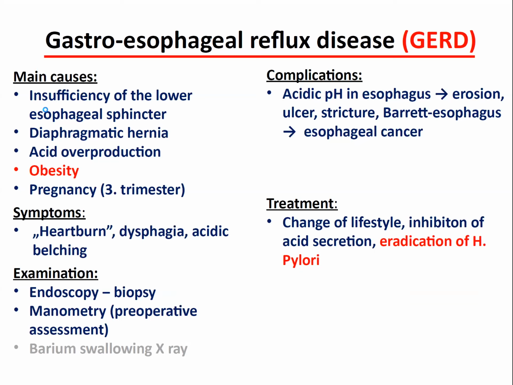If somebody has acid overproduction, and other risk factors, for example H. pylori infection, that can lead to this regurgitation of acid substance into the esophagus. Obesity is a very high risk for GERD, because if your stomach is too big, it is pushing up, let's say, on the stomach, and this can cause regurgitation.